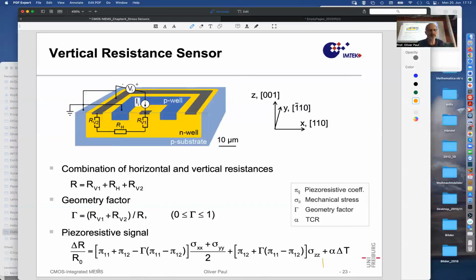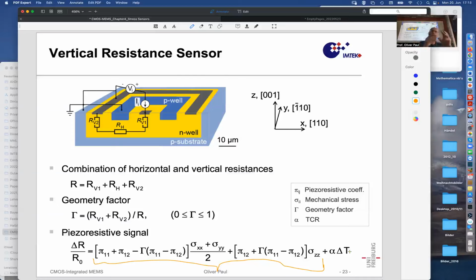And here you see the problem of the purely resistive sensors. Purely resistive sensors like this one also react to temperature. It has a temperature coefficient. The linear coefficient of temperature of resistance is called alpha here. And if the temperature changes, you get also a relative resistance change. And then you don't know, was it temperature or was it mechanical stress?